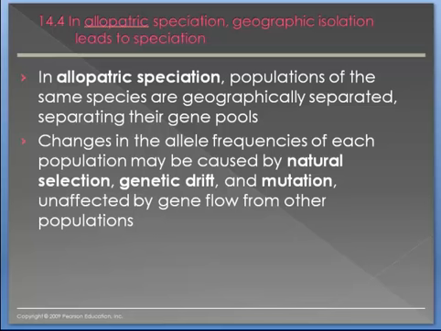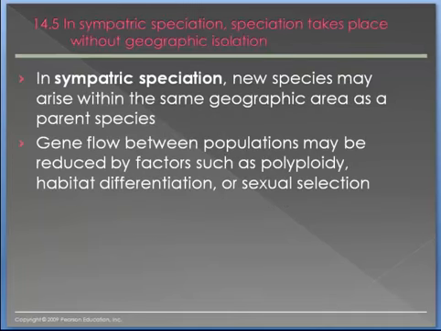Allopatric speciation is when populations of the same species are geographically separated, and therefore their gene pools are also separated. So it's the creation of a new species in different geographic locations. Sympatric speciation is when new species arise from within the same geographic area as the parent species. So it's new species coming about within the same population.